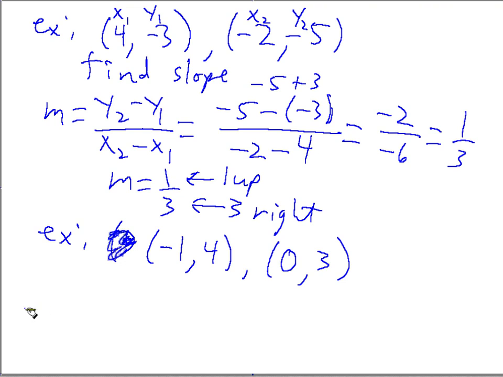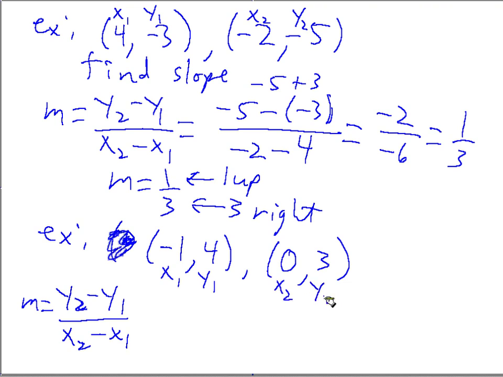Okay. So again, let's write down the slope formula. So m is going to be what? y2 minus y1 over x2 minus x1. All right. So again, this is x1, this is y1, this is x2, this is y2. Label your points. That way you know what numbers to plug in.